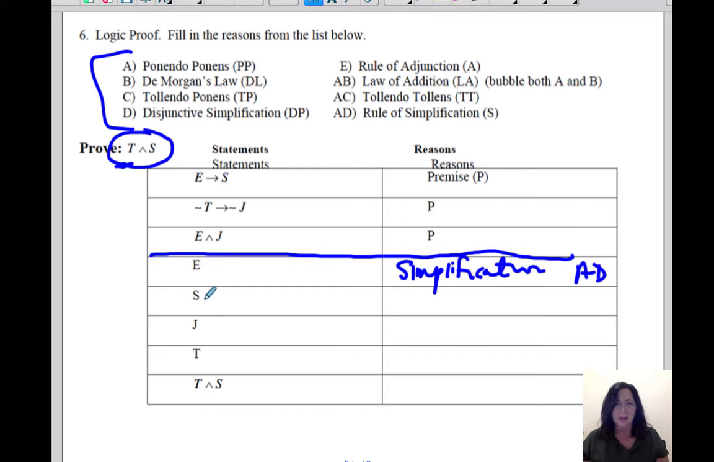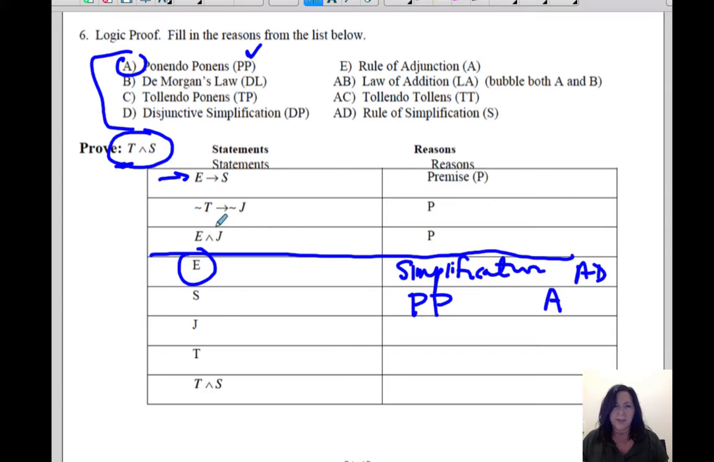The next one says, well, if E, let's go back. So E and J happened. So go back up here. See, if E happens, then S happens. So we know that E happened, therefore S happened, ponendo ponens, and that's A. I'm saying A because that's what this is, that line A.